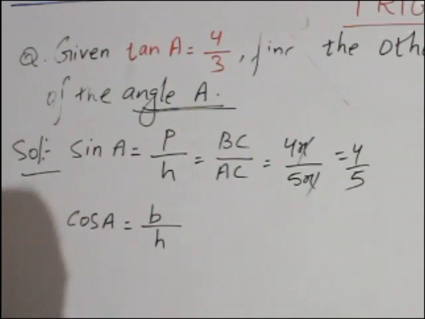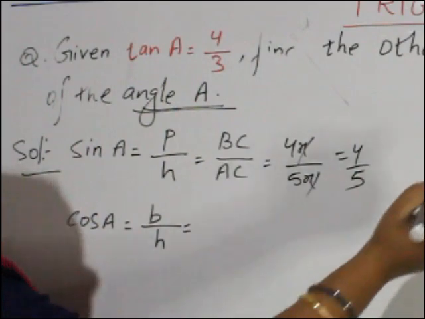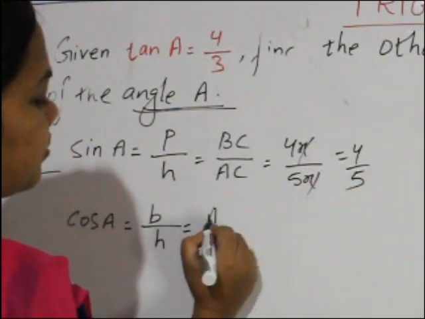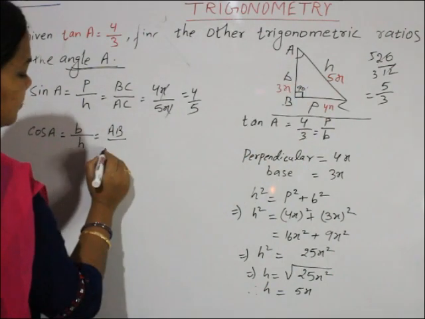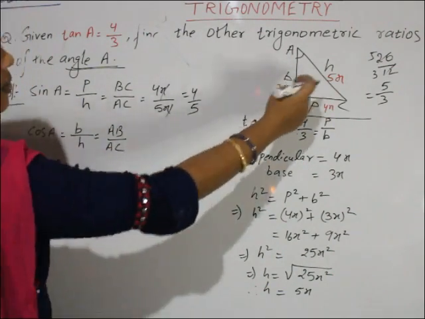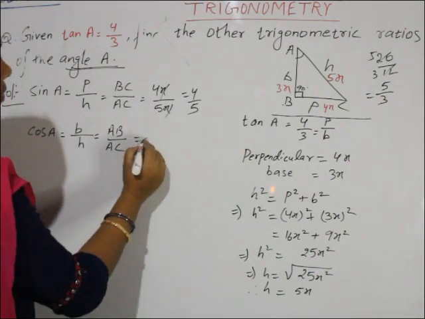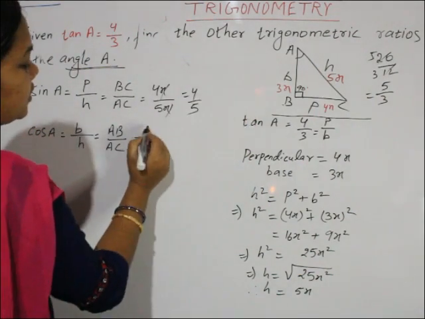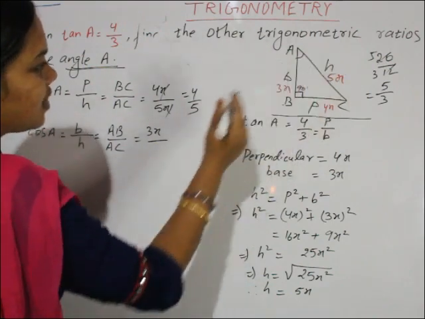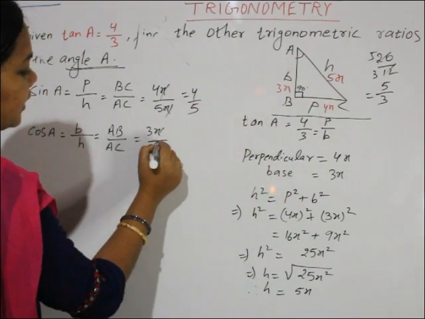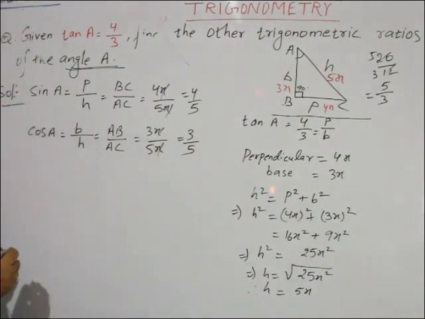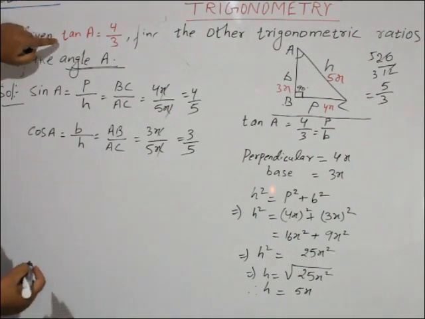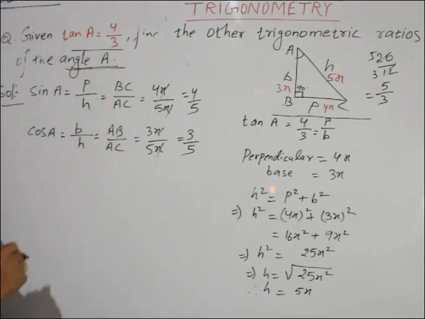Cos is equal to B by H, base by hypotenuse. What is base here? See, base is AB and hypotenuse is AC. Okay, AB by AC. Base value 3x and hypotenuse value 5x. x and x cancel. 3 by 5. Cos A is equal to 3 by 5. Okay, sin A, cos A. Tan A is already given in the question, 4 by 3.